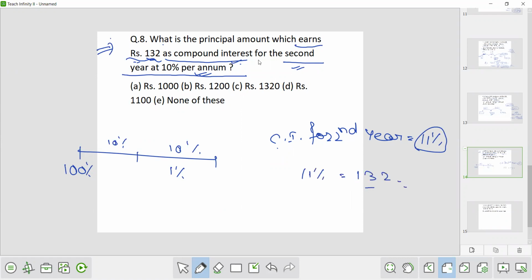So you have to find the principal amount. That is, principal is always taken as 100%. So what is 100%? So this is 12 times, so this will also become 12 times. That is 1200. So option number B is the correct answer for this question.